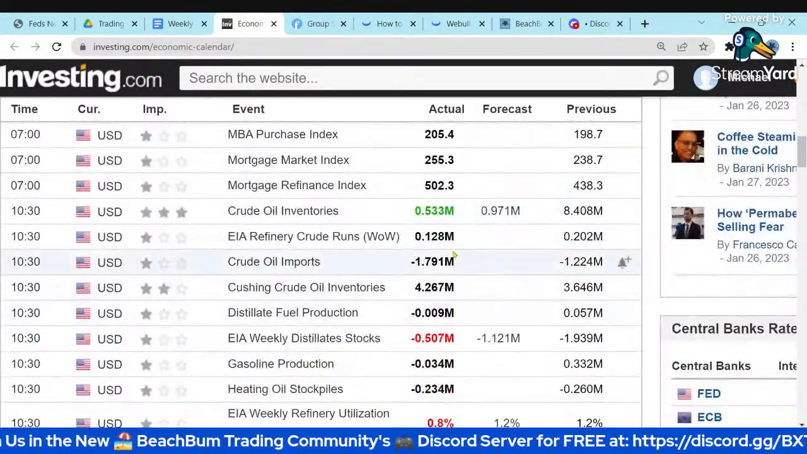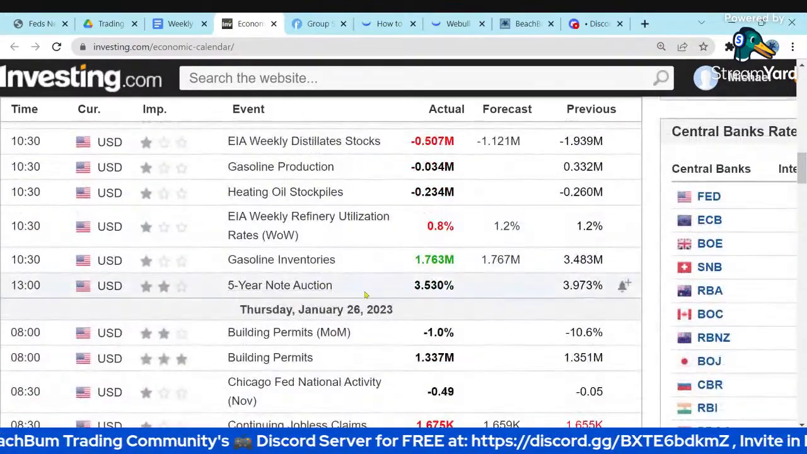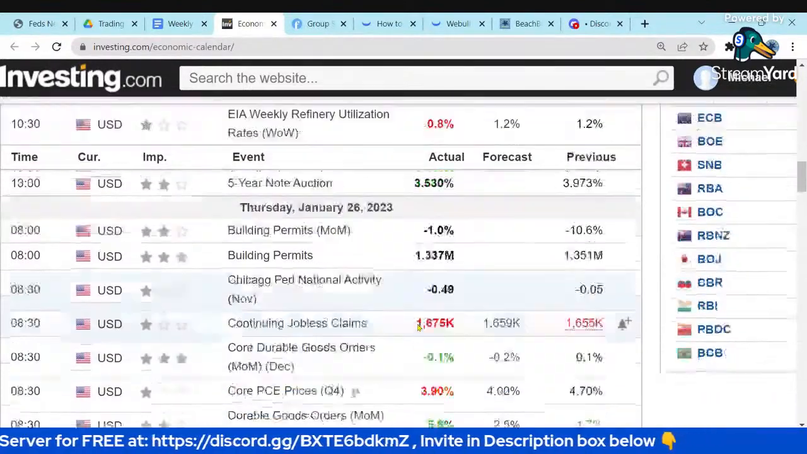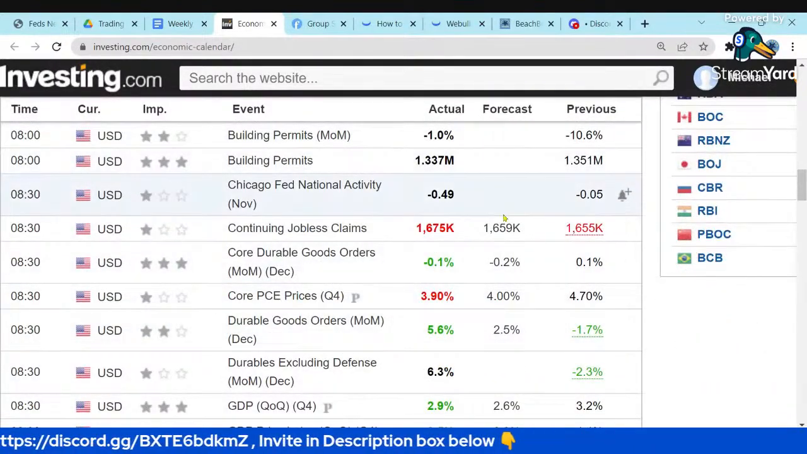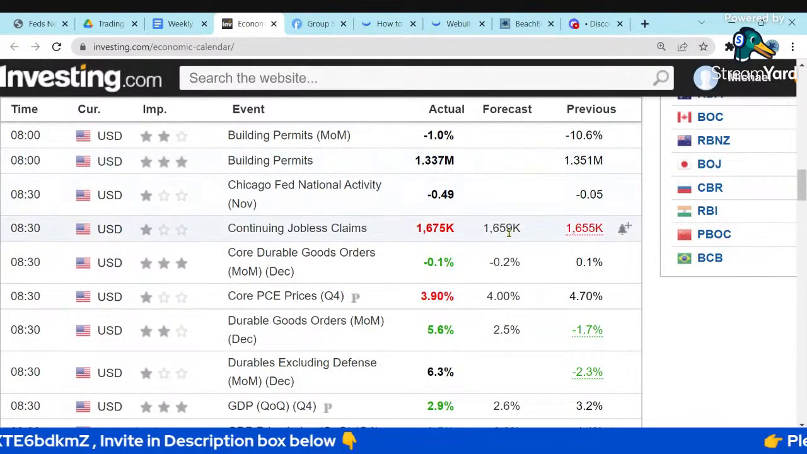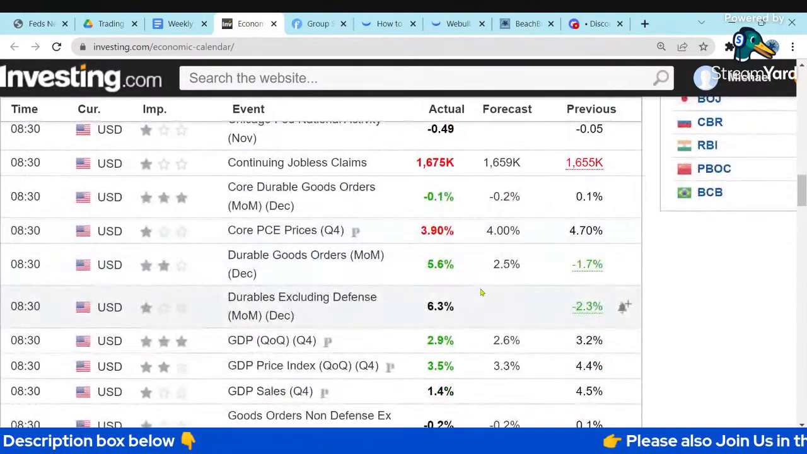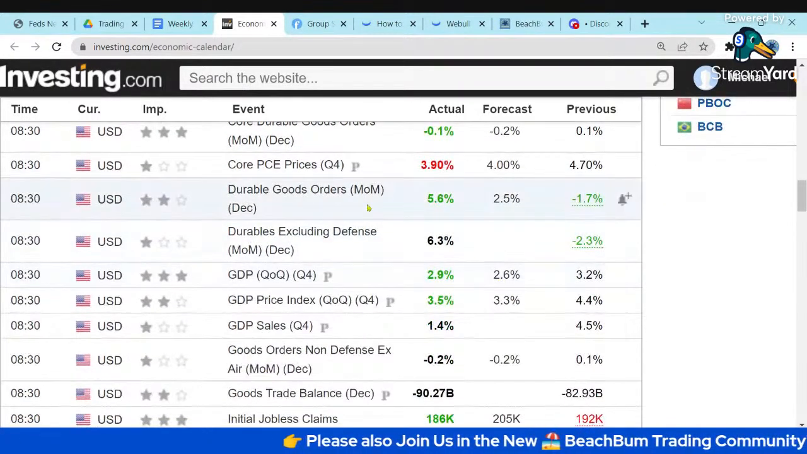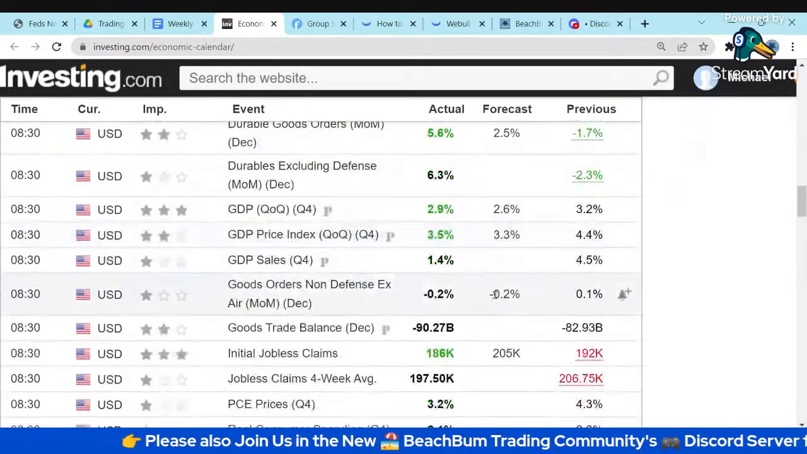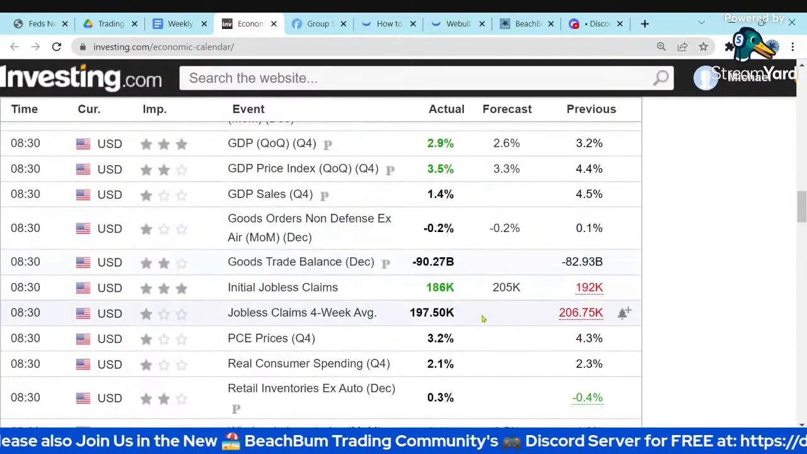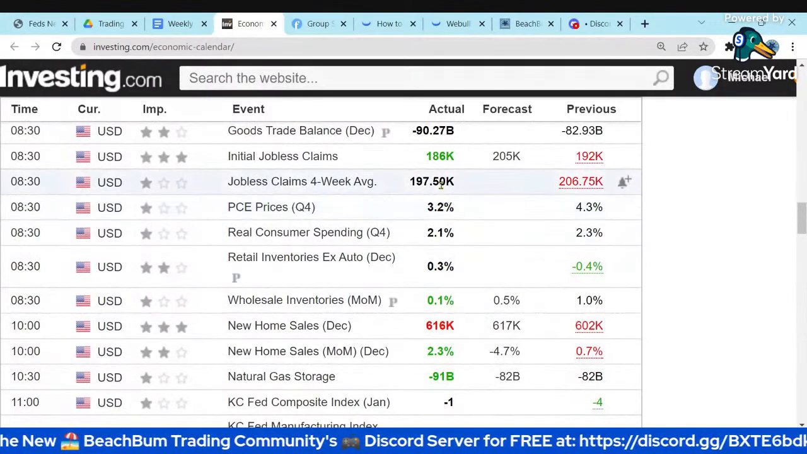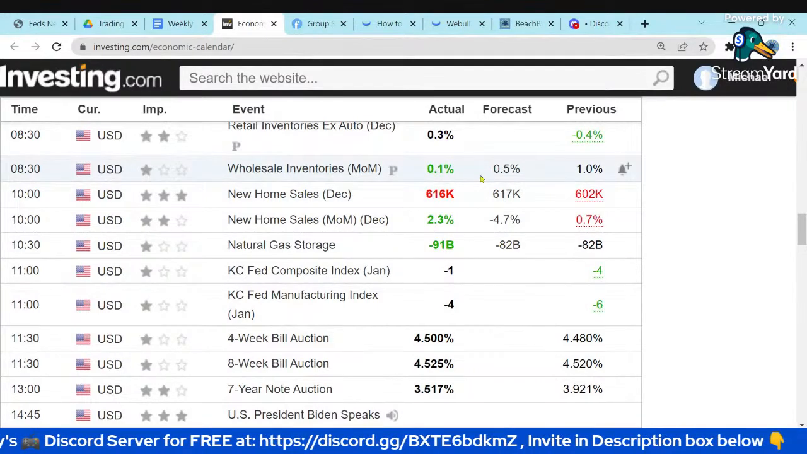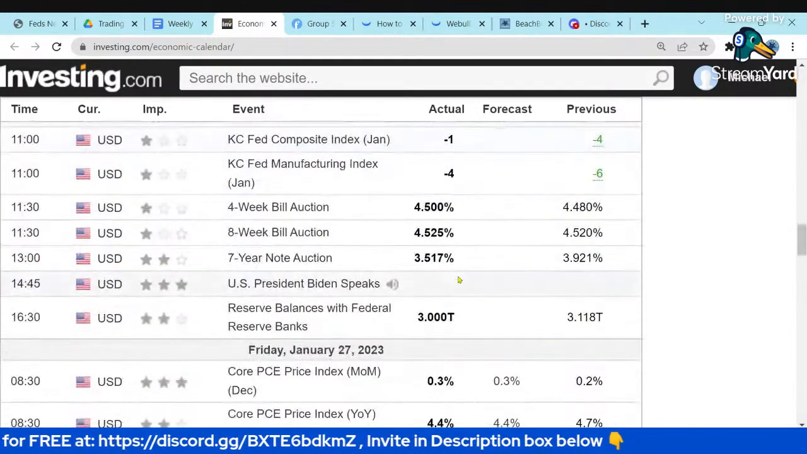We looked at mortgage rates. We looked at crude oil inventories. And Thursday, again, building wasn't that terrible. We saw jobless claims. Durable orders was actually not down as much as expected. Again, PCE was a little better than expected. GDP was better than expected. Jobless claims, again, better than expected. Wholesale inventories are down, so that's a positive.